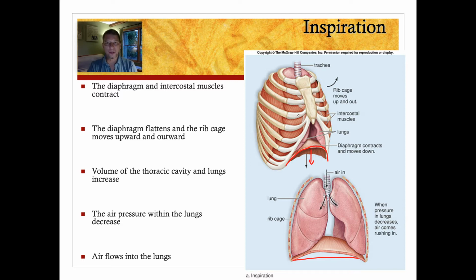Now, when that happens, the air pressure within the lungs decreases, right? Because if you have, let's say, 2 gallons of air in a balloon, and then you stretch the volume of the balloon out to 3 gallons instead, what's going to happen? Well, more air is going to rush in from the outside, right? And so the same kind of thing happens here. The air pressure within the lungs decreases when the chest cavity expands and air rushes in. And so we consider this to be an active process because it does require the contraction of the intercostal muscles and the diaphragm.